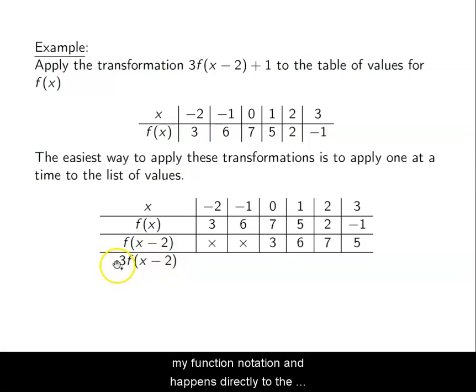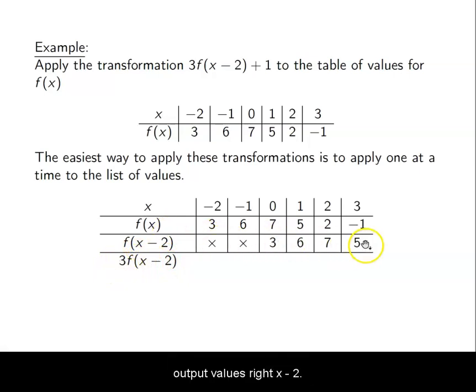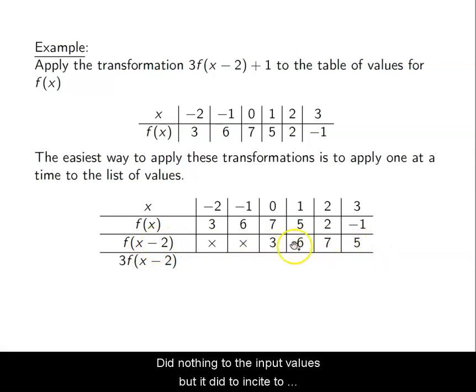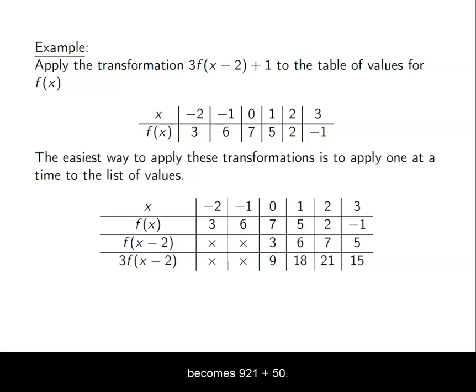It happens directly to the output values. The x minus 2 did nothing to the output values, but it did move them according to the inputs. So this applies directly to the outputs. All the outputs I have here, multiply times 3. So that's still unknown. Still unknown. This becomes 9. This becomes 18, 21, and 15.